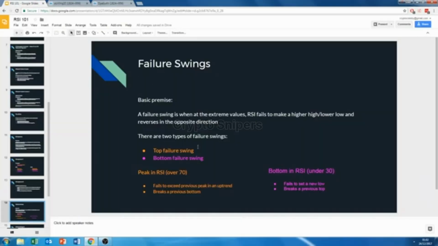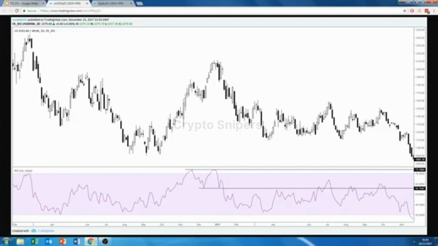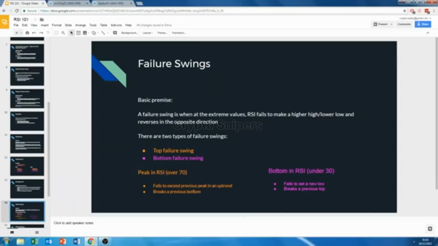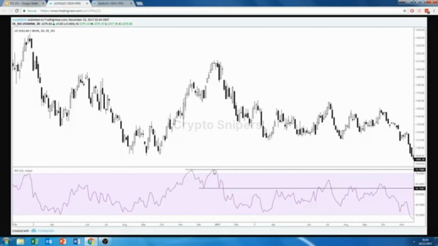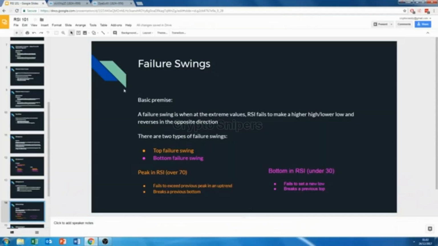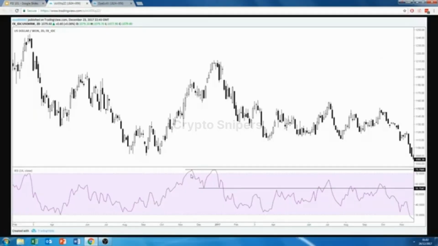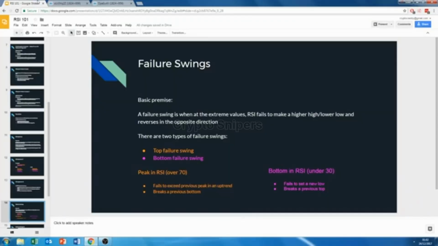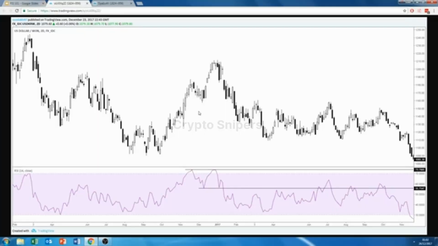So, does it meet our criteria for a top failure swing? Peak in RSI over 70, yes. Fails to exceed previous peak in uptrend, yes. Breaks a previous bottom from this retrace, takes out this level, and retraces to close to oversold levels. So this is a perfect example on the 2-day chart here of a top failure swing. The names get jumbled in my head, of course.